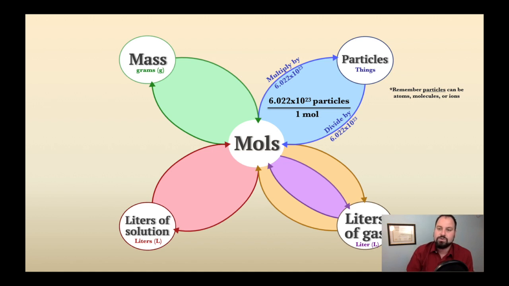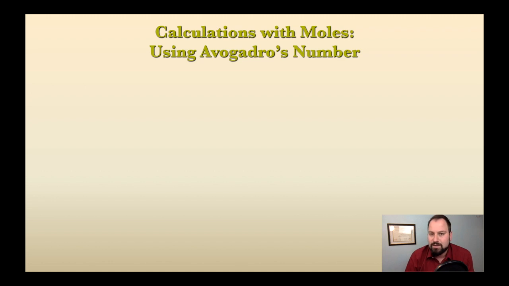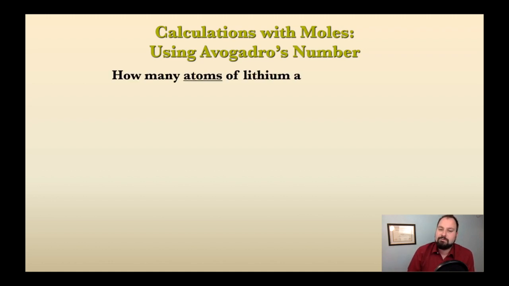But for us, it's usually going to be particles, atoms, moles, or ions. So let's go into actually giving this a try. Calculating using moles, so using Avogadro's number. And here's our first problem.